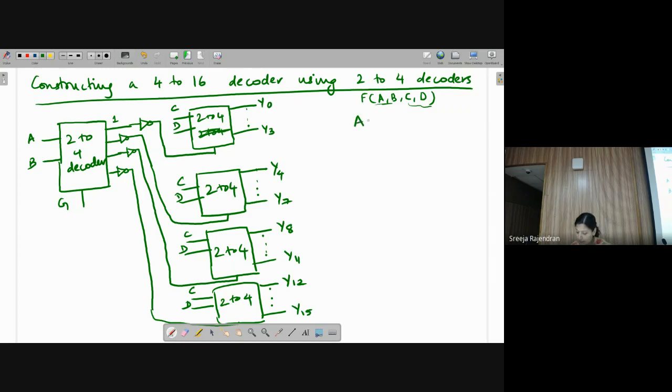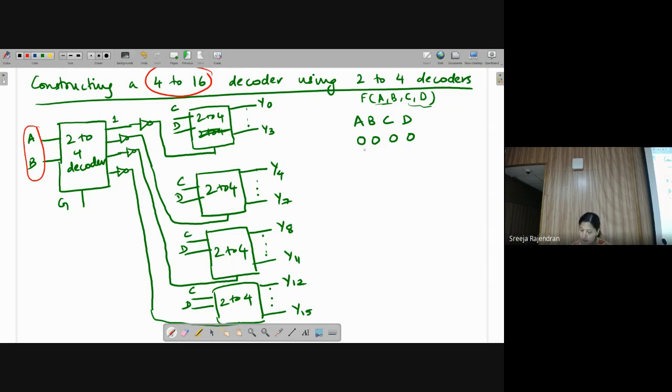So now let's take the case A, B, C, D. Now if A, B is 0, 0 and C, D is also 0, 0. I was trying to construct a 4 to 16 decoder. That means I should have a total of 4 inputs. So 2 inputs are applied in the first stage and the next 2 inputs are applied in the second stage. And how many outputs do I have, from Y0 to Y15? That means I have 16 outputs. I have completed the design of the decoder using 2 to 4 decoders.